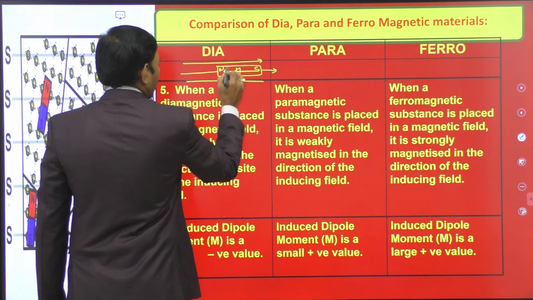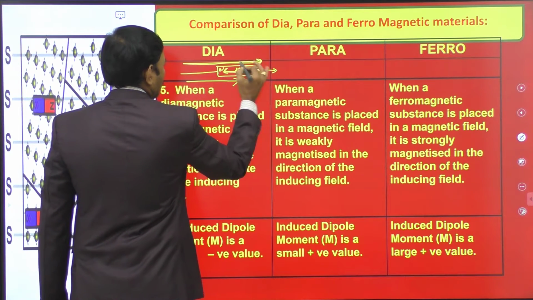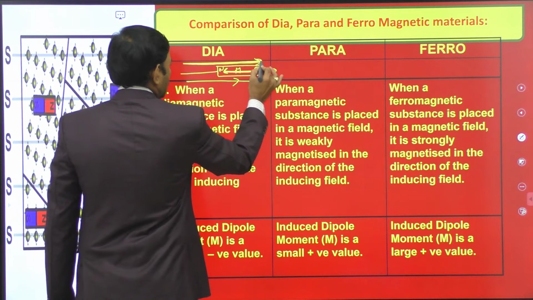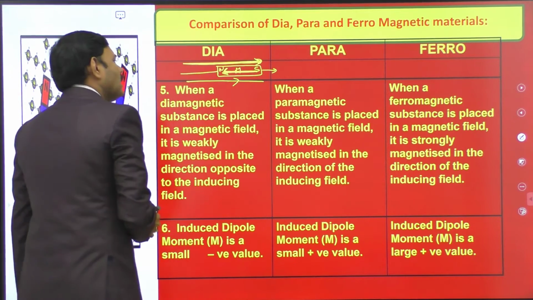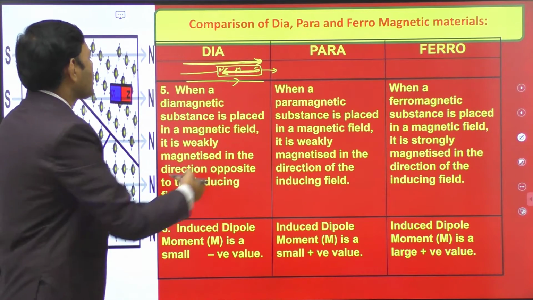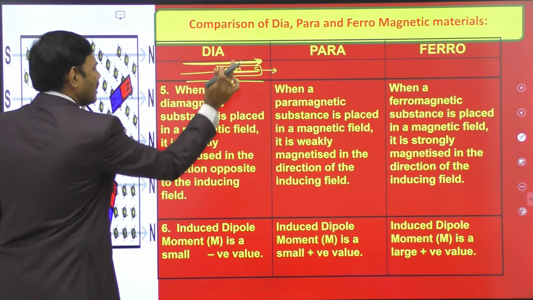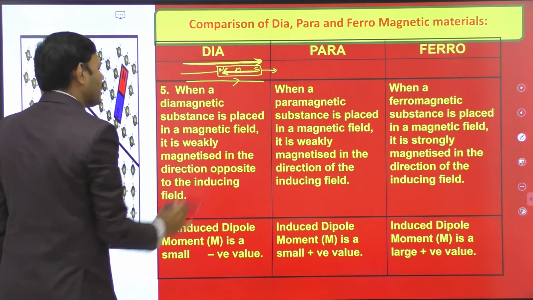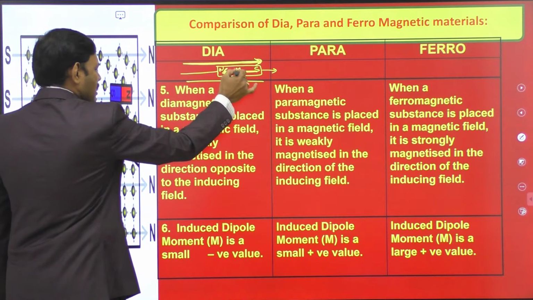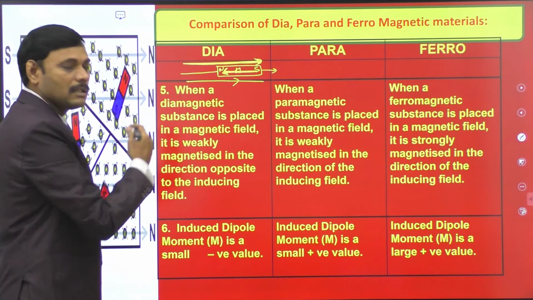See the direction of magnetic moment. So opposite, this is the applied magnetic field. Opposite to the direction of the applied magnetic field, the substance gets magnetized in the opposite direction, partially, with some magnetic moment. So when a diamagnetic substance, as shown in the diagram, is placed in an external magnetic field, here this is the external magnetic field, then this substance gets weakly magnetized in the direction opposite to the inducing field.